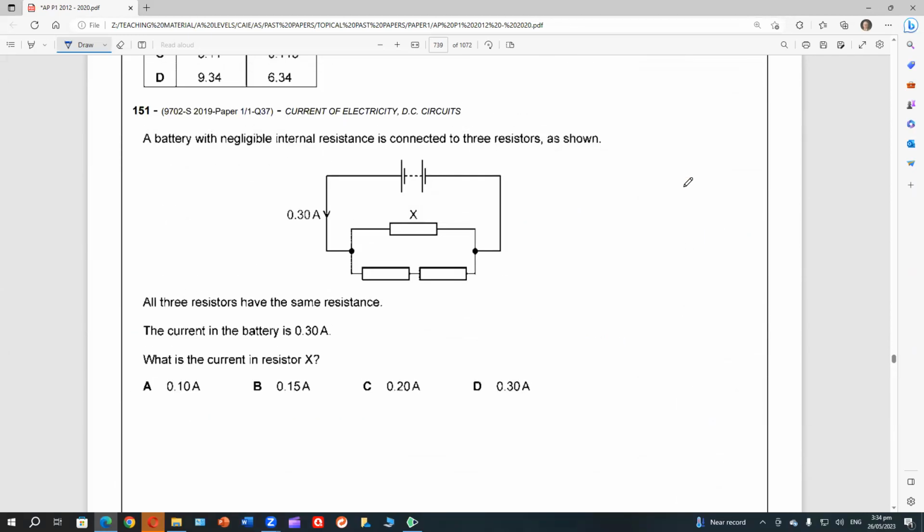A battery with negligible internal resistance is connected to 3 resistors as shown. All 3 resistors have the same resistance. The current in the battery is 0.30 ampere. What is the current in resistor X?